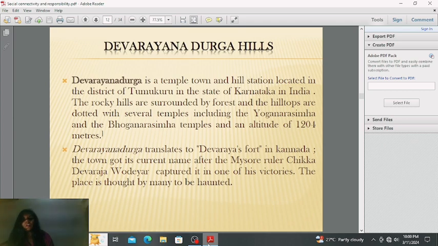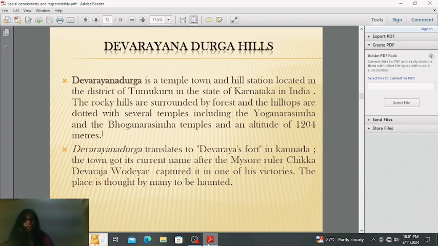So Devarayana Durga is basically a temple town, or it can also be known as a hill station, located in the district of Tumkuru in the state of Karnataka, India. It is a rocky hill station surrounded by forest and beautiful nature. The hilltops are dotted with several temples, which include the Yoga Narasimha Swami and Bhoga Narasimha Swami temples at an altitude of 1204 meters.